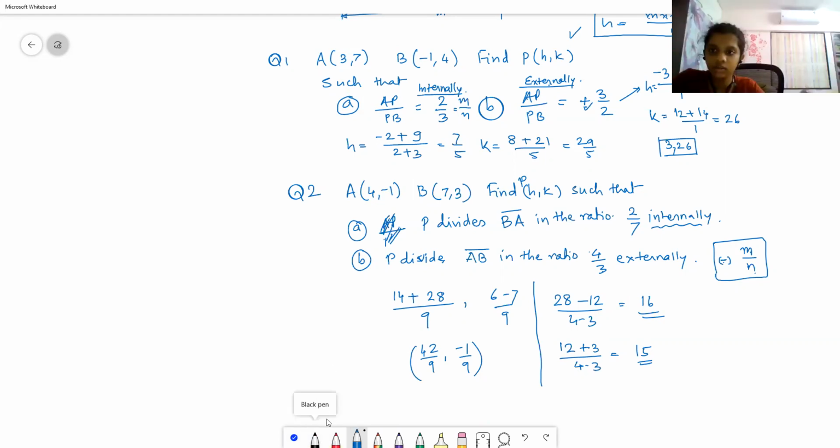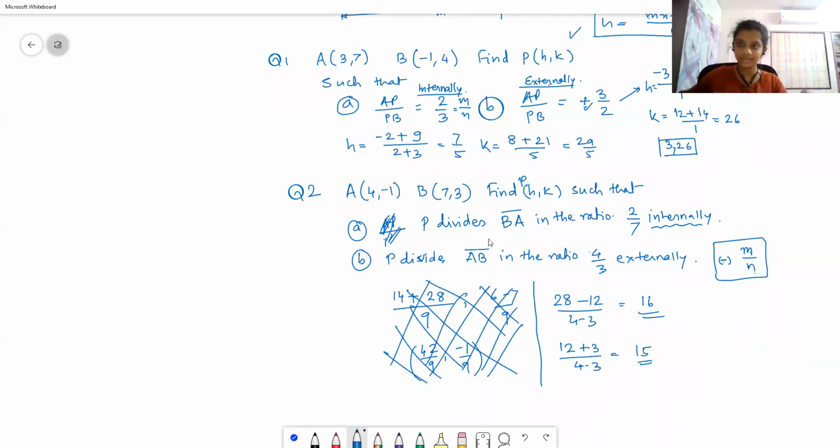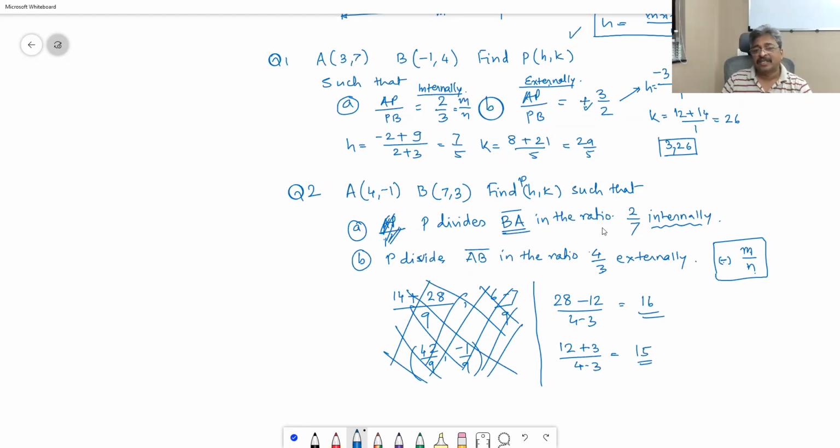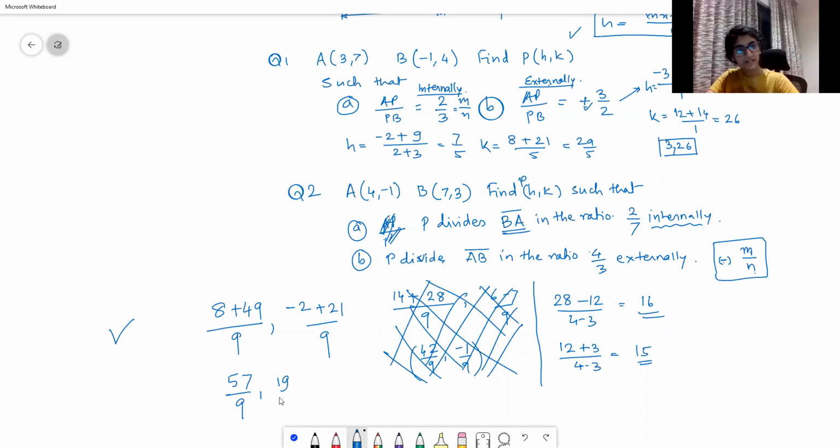So if it is written BA or AB, it does not matter, right? Wrong. It will be reversed. It will be wrong. So it is 2 into 4, which is 8, 7 into 7, 49 upon 9, comma 2 into minus 1, that is minus 2, plus 7 into 3, 21 upon 9. Okay, this is going to be correct. What is this? 57 by 9, comma 19 by 9.